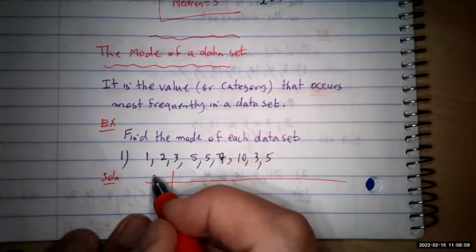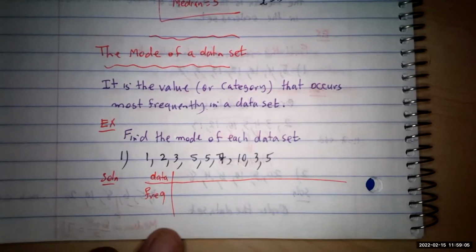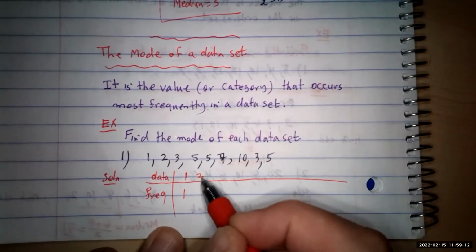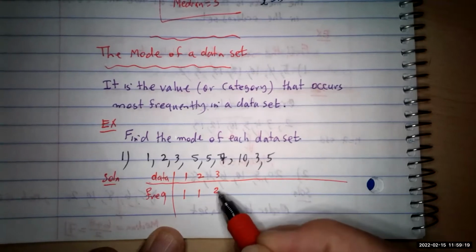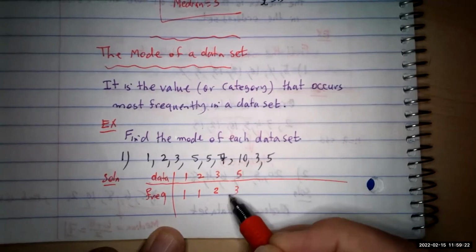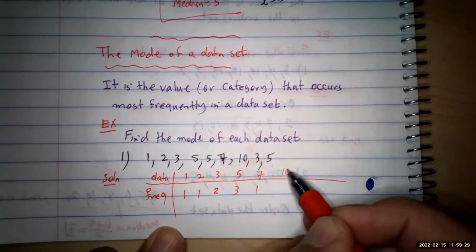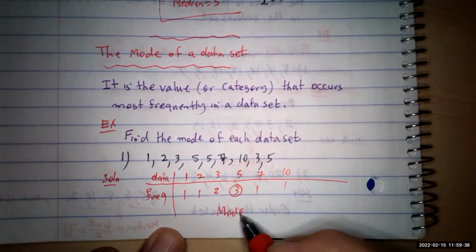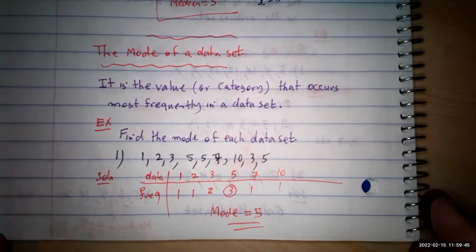You see, these are going to be your data values, and this is going to be your frequencies. So the data values that you have are 1, the frequency is once, 2, repeated once. But the 3 is repeated twice. Then you have the 5, which is repeated 3 times, 7 repeated once, and the 10 repeated once. So this is the most repeated, or the most frequent, element of your data set. Okay, so the mode, when you say 5, we accept it. Mode is equal to 5. Okay, any question? Very easy to find.